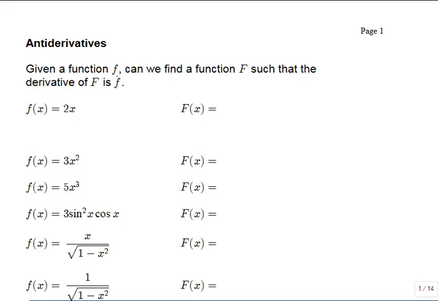Given a function little f, can we find a function capital F such that the derivative of big F is little f? So we want the derivative of big F to be little f. So what they're giving me here, 2x, is a function that is already the derivative of something else. And that's what we're trying to come up with. So what function would have as its derivative 2x? Well, hopefully you can guess that that's going to be x squared, because when we use our derivative rule, we would bring down the 2 and subtract 1 from the power, and that's just going to give me 2x for an answer.